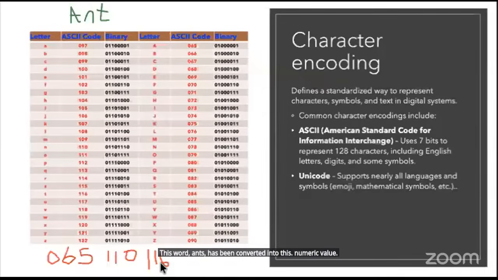Then this numeric value is converted into binary. I don't want to rush us into the binary system now. However, I want to throw a challenge to you guys: you must have done conversion of numbers to binary and binary to numbers. If you have not done it, I think that should be done.